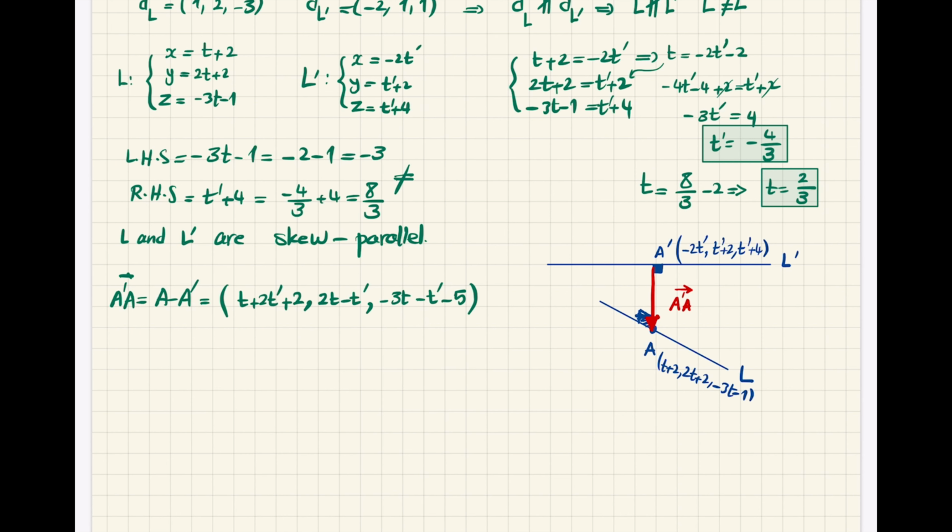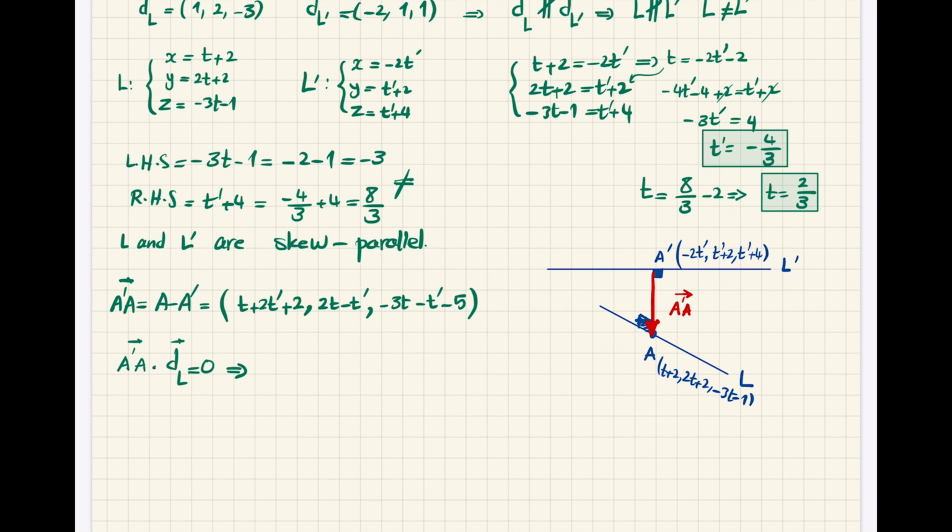But I know that this vector is supposed to be perpendicular to L, so definitely it is also perpendicular to DL, which is parallel to my line. So it means that the dot product between this vector and that vector should be 0. So A prime A dot DL should be equal to 0 because they are supposed to be perpendicular.